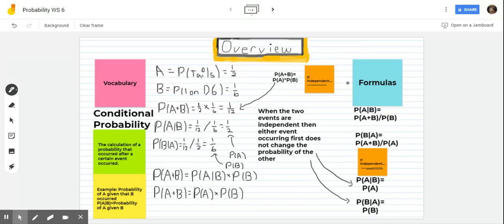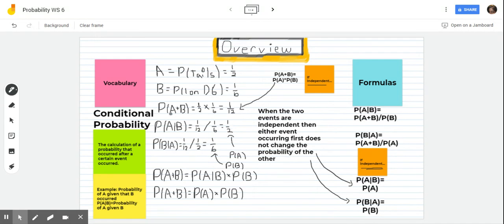Now, some formulas that you would use: probability of A and B equals probability of A times probability of B. Probability of A given B equals probability of A and B over probability of B. Probability of B given A equals probability of A and B over probability of A. Probability of A given B equals probability of A, and probability of B given A equals probability of B. Notice that the first three equations are always true, but these last two equations are only true when the events are independent, because when two events are independent, either event occurring first does not change the probability of the other.